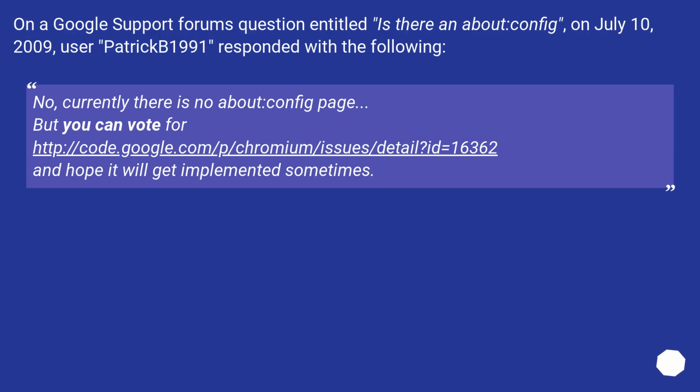On a Google support forums question entitled "Is there an about:config?" on July 10, 2009, user Patrick1991 responded with the following. No, currently there is no about:config page. But you can vote for this URL and hope it will get implemented sometimes.